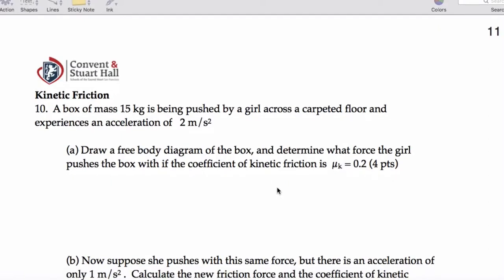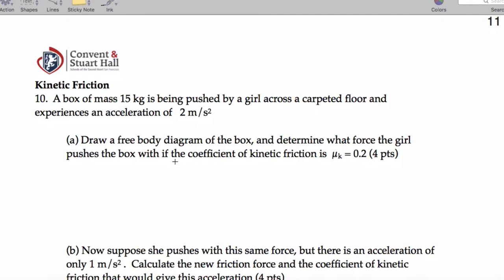All right, so we have a 15 kilogram box being pushed by a girl across a carpeted floor, and there's an acceleration of 2 meters per second squared, and we want to know what force the girl pushes the box with if we have a given coefficient of friction. So first, let's begin with the free body diagram, as we are asked to do.